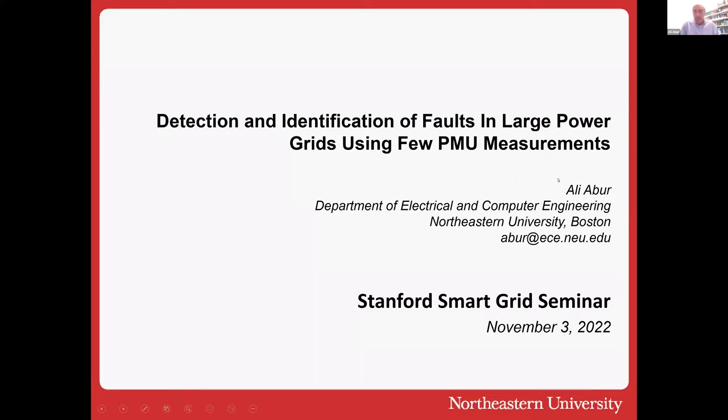Since there was enough information about me during the introduction, I'm just going to move on to the talk, and the talk will be mainly on fault location in power systems.